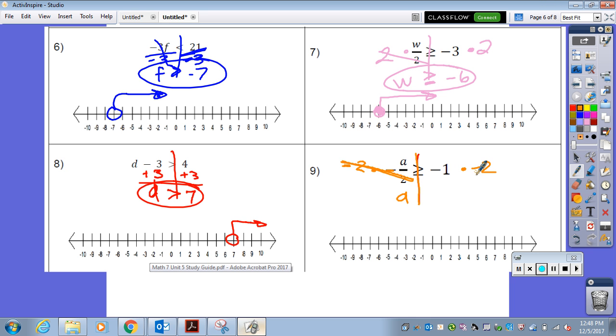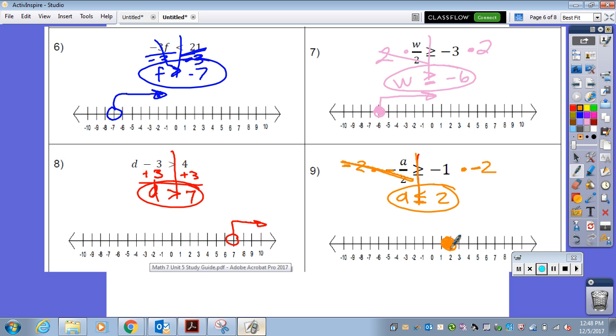On the right-hand side, 1 times 2 is 2. Negative times negative is a positive. And then the other thing to consider is since I multiply by a negative, I introduce this negative. This symbol now flips. I get A is less than or equal to 2. I go to 2. Close circle, because more ink means more ink.